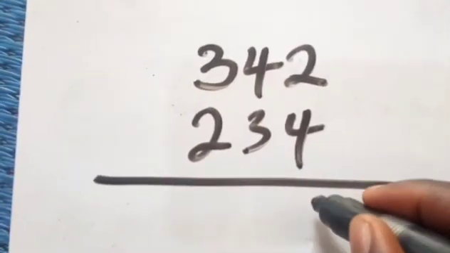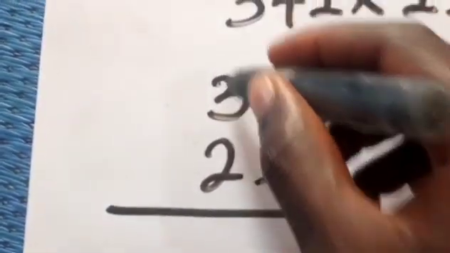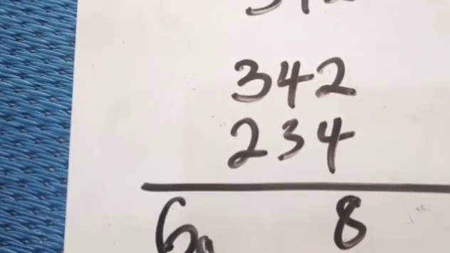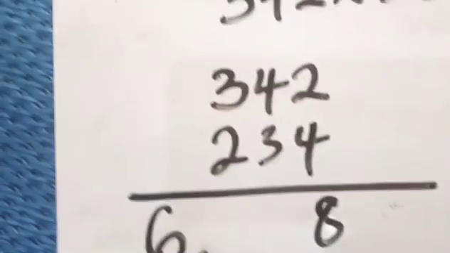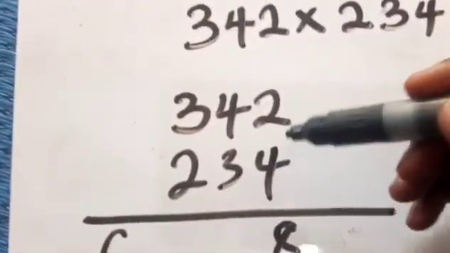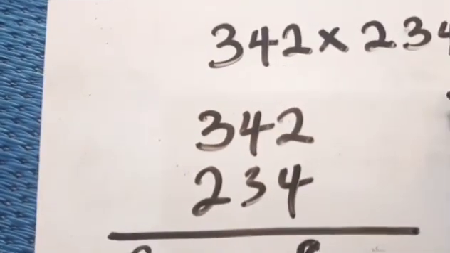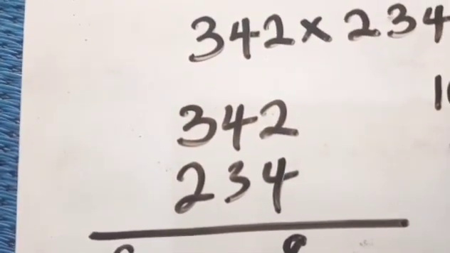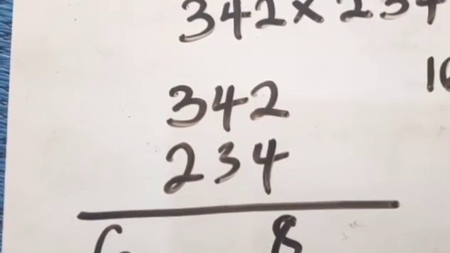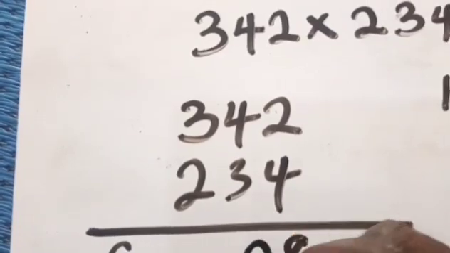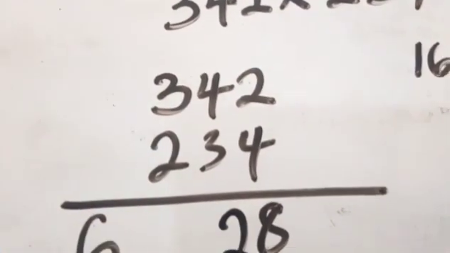2 times 4 will give you 8. 3 times 2 will give you 6. Make sure there is a space in between the first 2 numbers you arrive at. Now the next thing you are going to do is to cross multiply. So 4 times 4 will give us 16. 3 times 2 will give us 6. So when you add these two numbers together, you are going to have 22. So write 2 and carry 2.